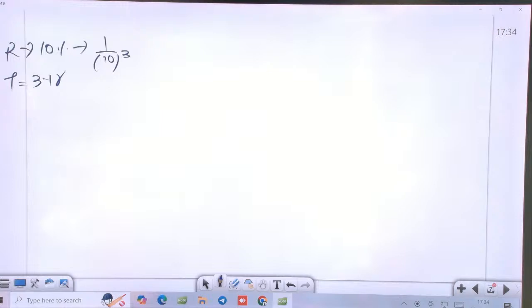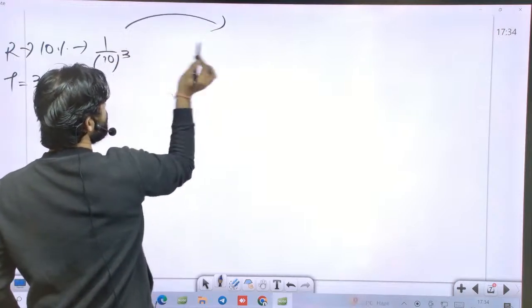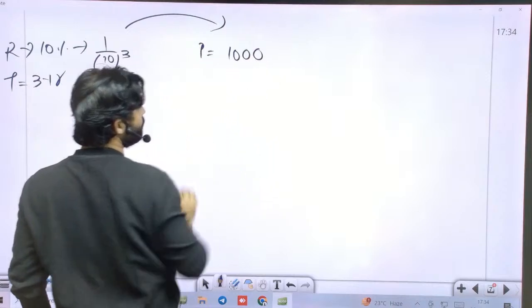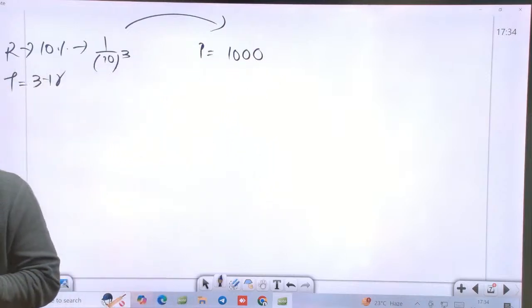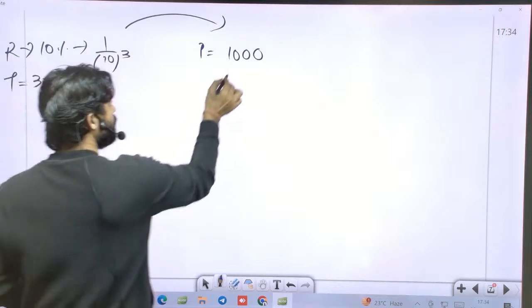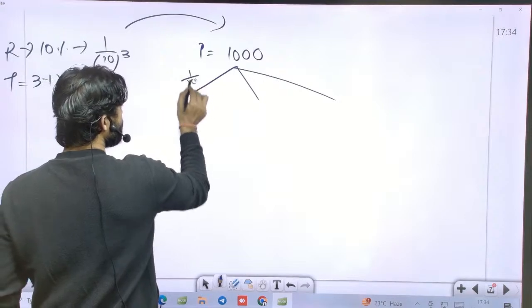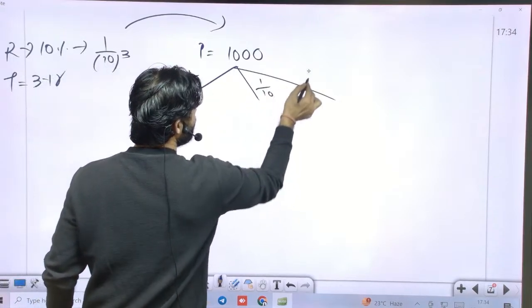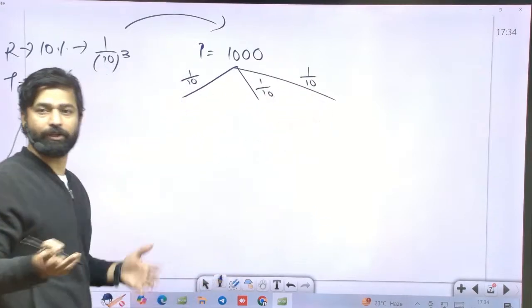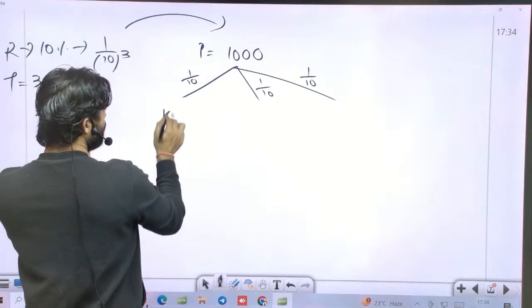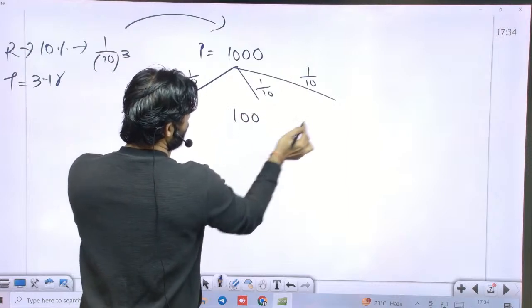Okay. Cube of 10 is 1000. So this is the principal. Understand it. The case is of 3 years and we have to collect the interest at 1 by 10, 1 by 10 and 1 by 10. So the rate of interest is the same. Okay. So 1 by 10 of 1000 is 100, 100 and 100.